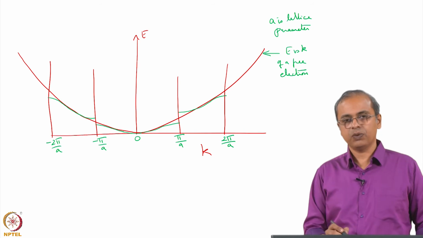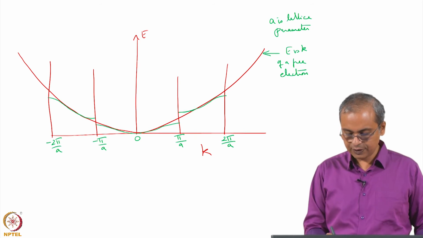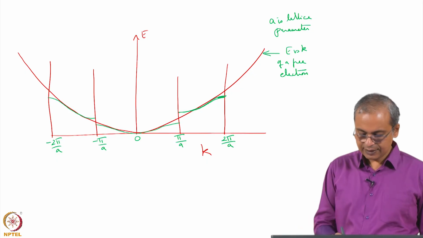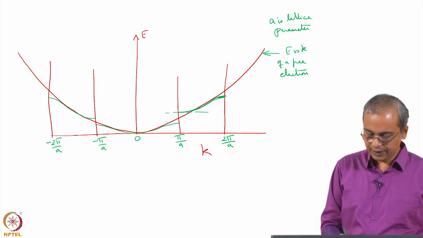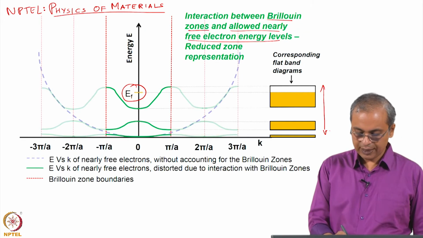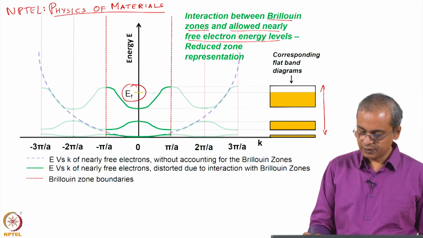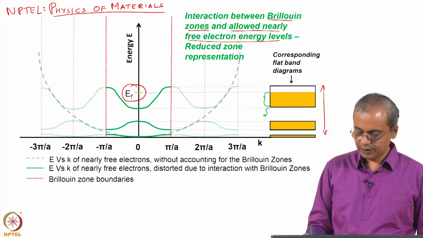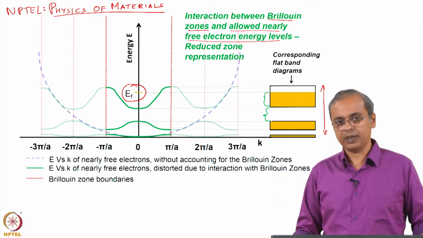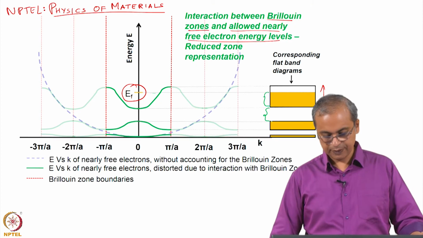How it interacts with Brillouin zones gives you these distortions of the free electron energy levels, and that distortion is what creates a forbidden energy level here and an allowed energy level. This is forbidden, and this part is allowed, and that is why you get an allowed energy level in this range. This is allowed and this is forbidden. That is how you get these bands and band structure. That is information that you can look up in this physics of materials course.